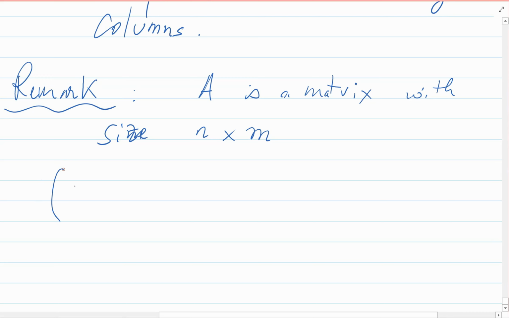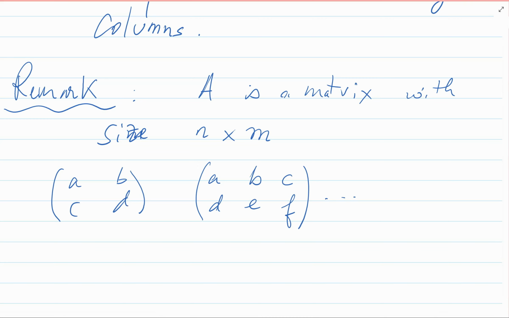So we have A, B, C, D. What about, for example, 2 by 3? 2 rows, A, B, C, D, E, F. 2 rows, 3 columns, etc. So as long as the size is okay, we can represent it in this fashion, and we do that all the time. We can even use the Greek letters, etc.